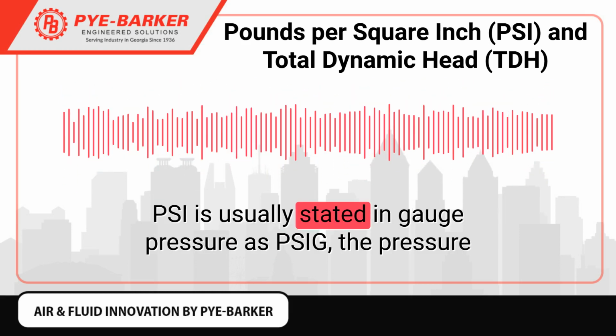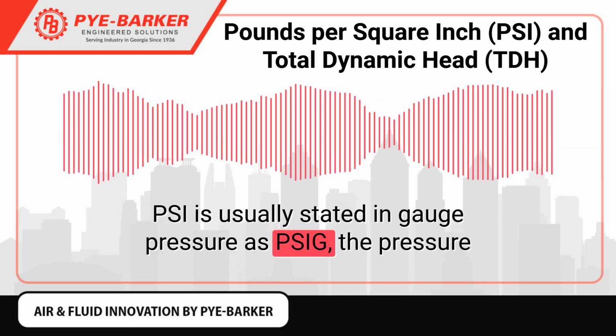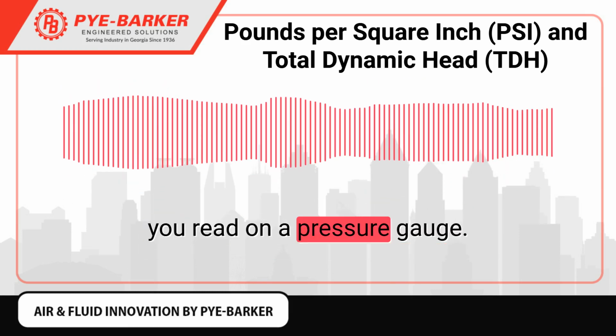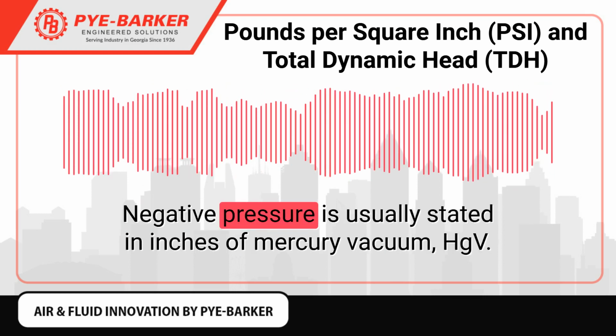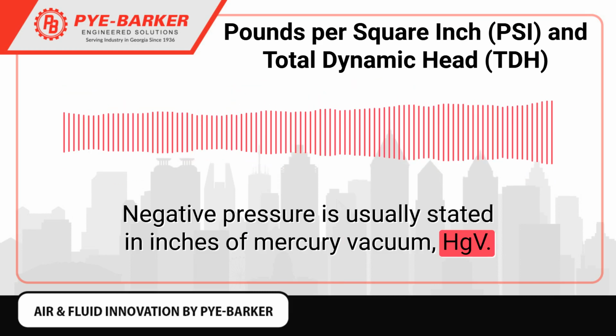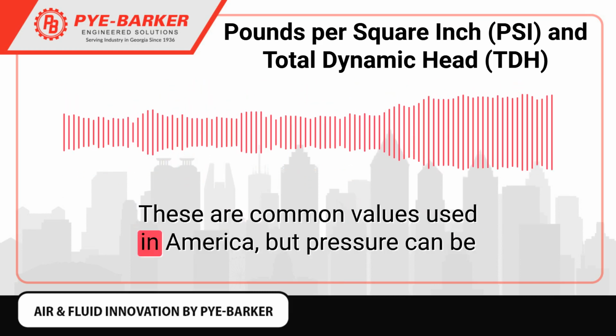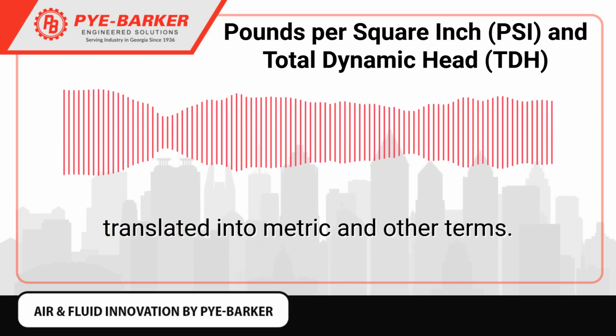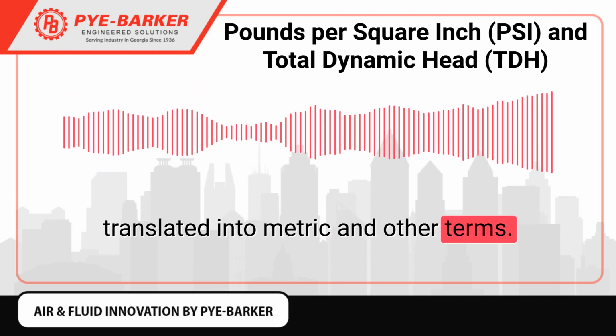PSI is usually stated in gauge pressure as PSIG, the pressure you read on a pressure gauge. Negative pressure is usually stated in inches of mercury vacuum, HGV. These are common values used in America, but pressure can be translated into metric and other terms.